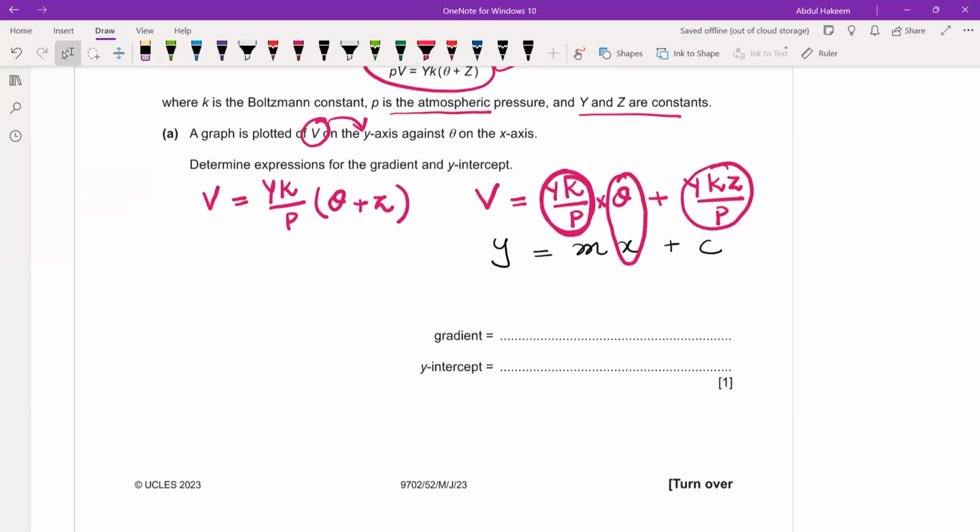So the answer for the gradient is YK over P, and this, YKZ over P, is the y-intercept.